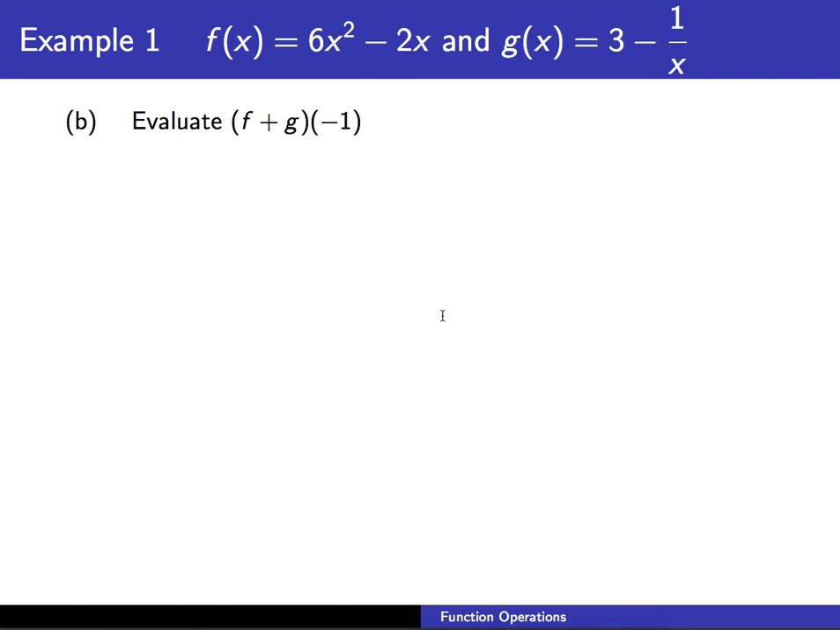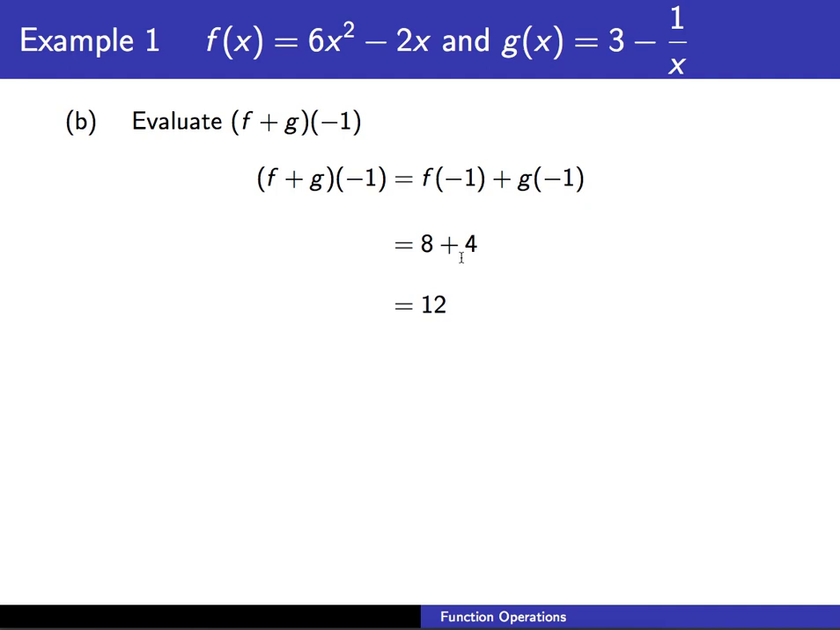Example 1b, evaluate f plus g of negative 1, and I've copied down f of x and g of x here in the heading. So one approach here is f plus g of negative 1 is f of negative 1 plus g of negative 1. And when we look at f of negative 1, we get an 8. And when we look at g of negative 1, we get 4. And then 8 plus 4 gives us 12. Now that's one option we have.